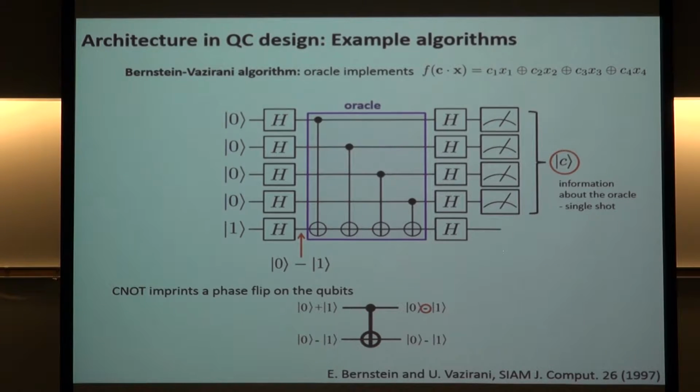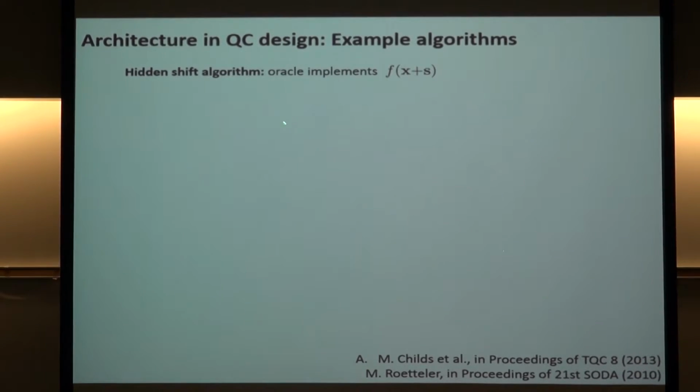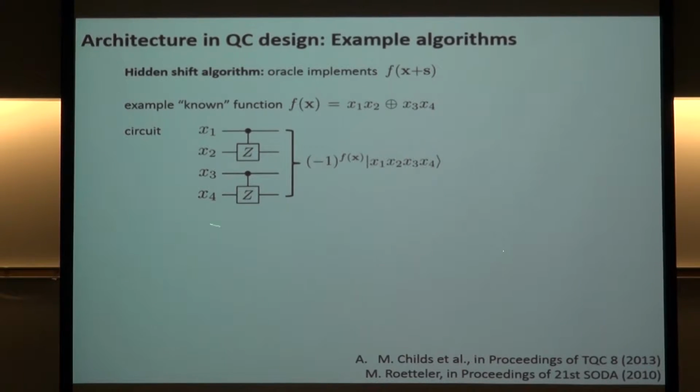Okay, the second oracle algorithm is the hidden shift algorithm. Very similar concept, but the function now implements a hidden shift, which means the function is known, but the shift is unknown. And for a certain class of functions, there's an efficient quantum algorithm to solve this. We use the following example as a function, x1 x2 plus x3 x4. And this is the circuit that implements this function by giving you a phase factor with the function evaluation here.